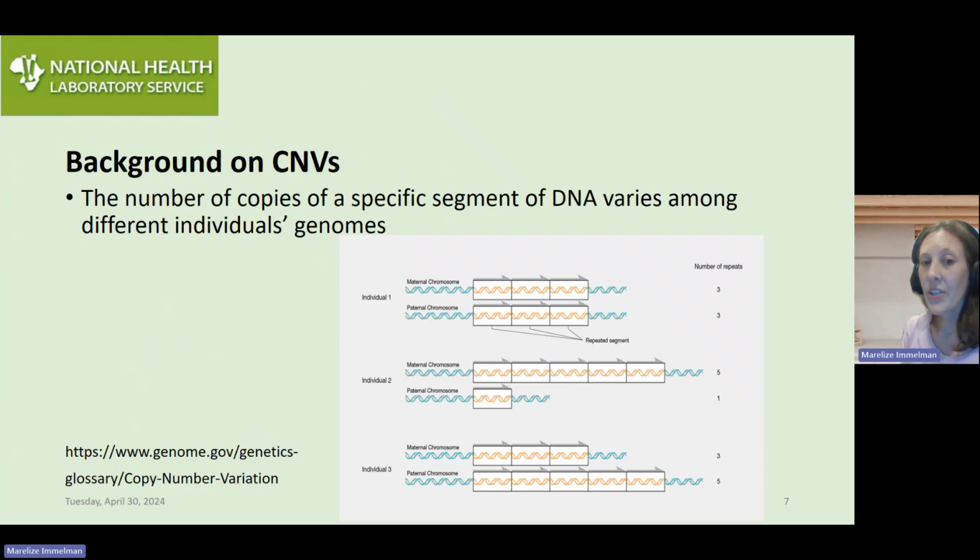For example, in individual 1, the orange section of the genome is inherited in 3 copies from the maternal side and also 3 copies from the paternal side, resulting in a total of 6 repeats for that particular region. Individual 2 also has 6 repeats for that region, but in this case, 5 are inherited from the mom and 1 from the father. And individual 3 has a total of 8 copies of the orange region.